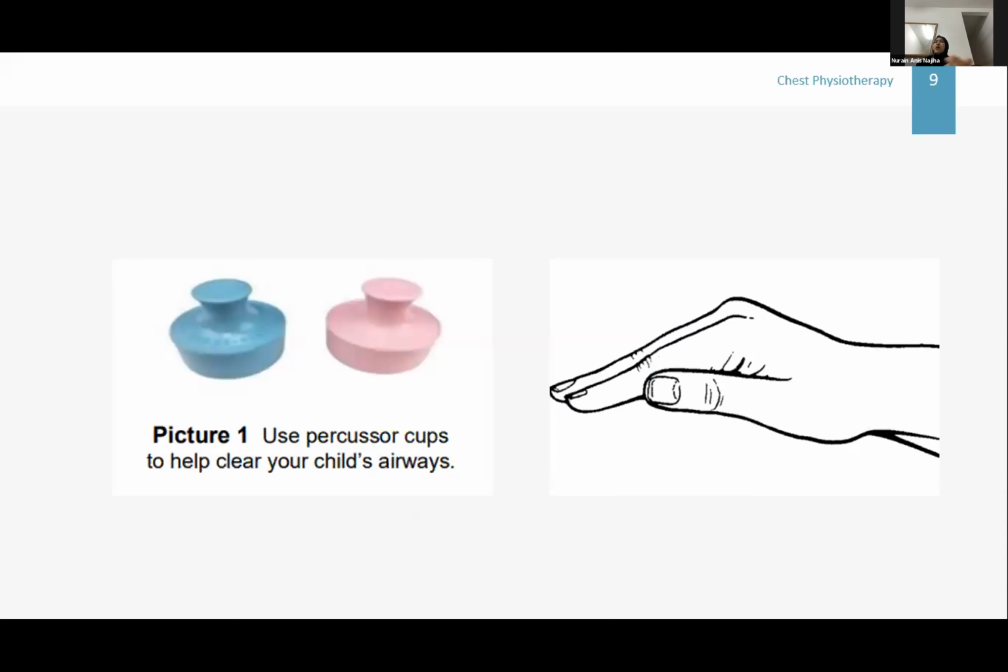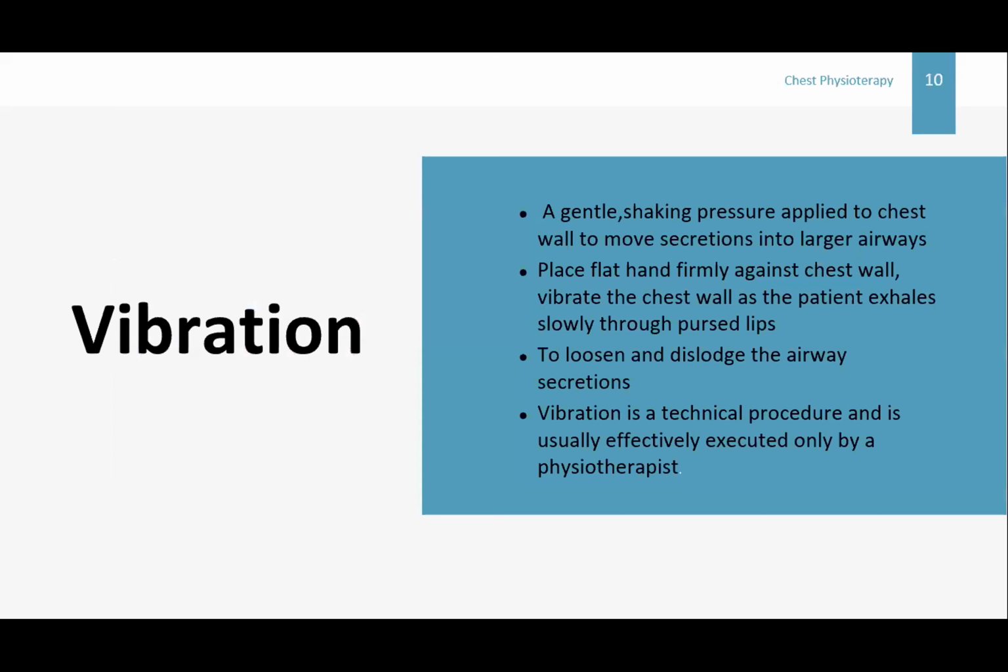Next, how we percuss: we can use the traditional method, where the hand is cupped as if to hold water, with the palm facing downward. Or you can use the percussor cup as shown in picture 1. Vibration is a gentle shaking pressure applied to the chest wall to move secretion into the larger airways. You place a flat hand firmly against the chest wall and vibrate it as the patient exhales slowly through pursed lips. This is to loosen and dislodge the airway secretion.